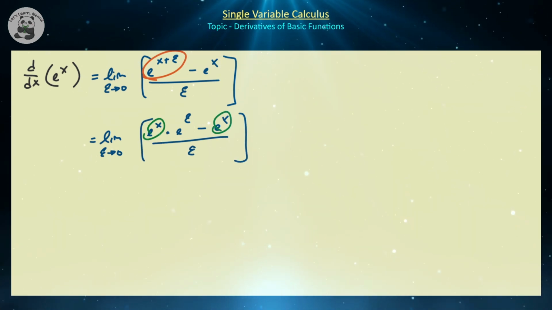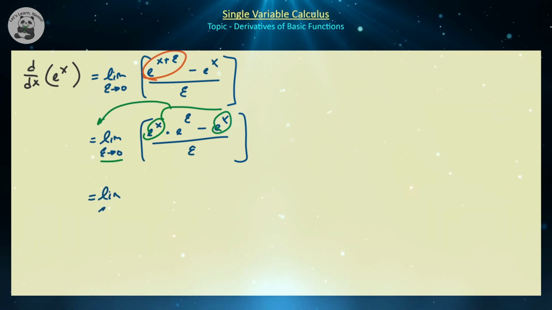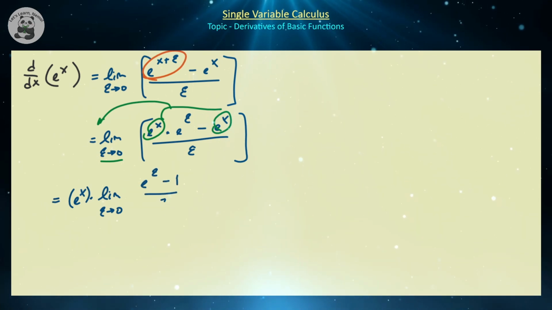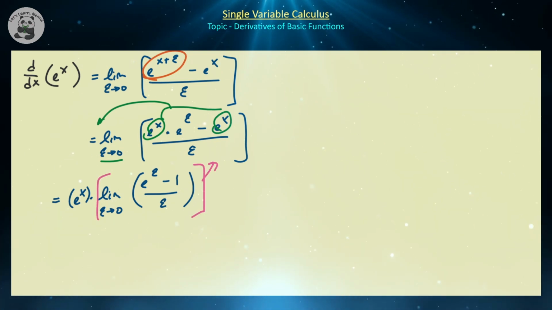Notice that I have an e to the x in both of these terms, and this limit depends on epsilon only, so I can factor that outside of my limit. So I'm just going to be left with e to the x times the limit as epsilon goes to 0 of e to the epsilon minus 1 divided by epsilon. Now this limit should also look familiar. We should know that that limit goes to 1, and therefore we're just left with e to the x.